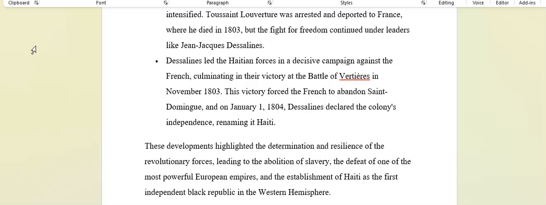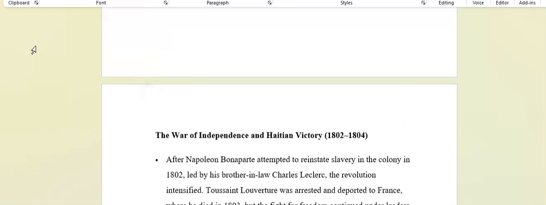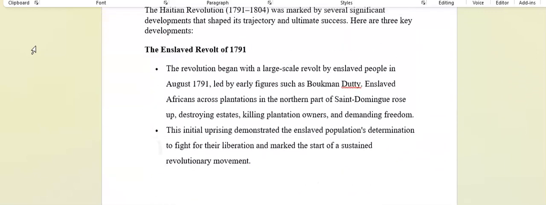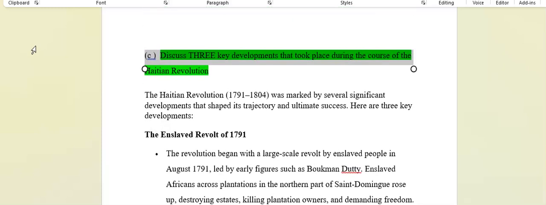renaming it Haiti. Now, these developments, guys, highlighted the determination and resilience of the revolutionary forces, leading to the abolition or ending of slavery, the defeat of one of the most powerful European empires, and the establishment of Haiti as the first independent Black republic in the Western Hemisphere. I know you guys did very well on this question. So, just to summarize, the question was to discuss three key developments that took place during the course of the Haitian Revolution in 1791 to 1804.